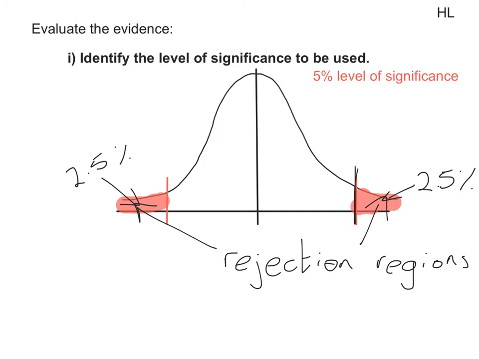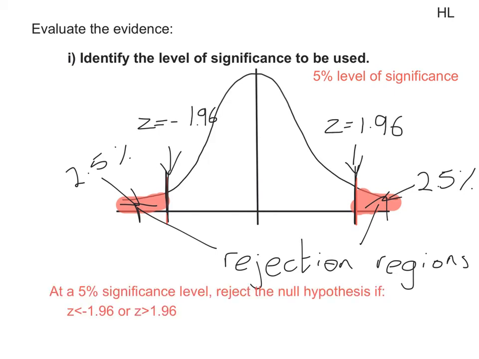To do this, we need to define our rejection regions, or the Z value associated with our rejection regions. For the Leaving Certificate, we use a 5% level of significance, and this means our Z value associated with the rejection regions is Z equal to plus or minus 1.96. This means that at a 5% significance level, we reject the null hypothesis if our calculated Z is less than minus 1.96 or our calculated Z is greater than 1.96.